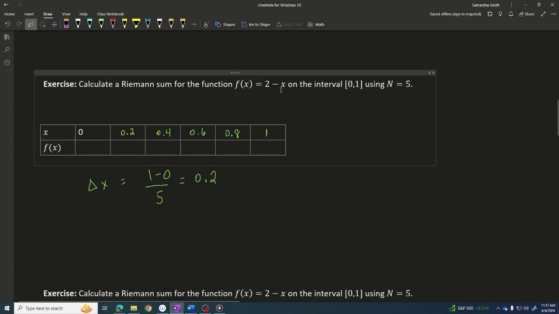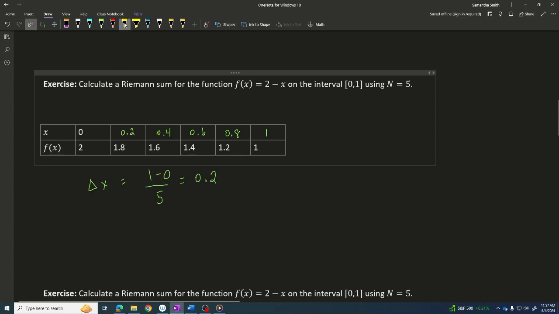Now let's use the function here to calculate the associated y values. 2 minus 0 would be 2, 2 minus 0.2 would be 1.8, 2 minus 0.4 would be 1.6, then 1.4, then 1.2. These would be the y values associated with these x values in our Riemann sum.